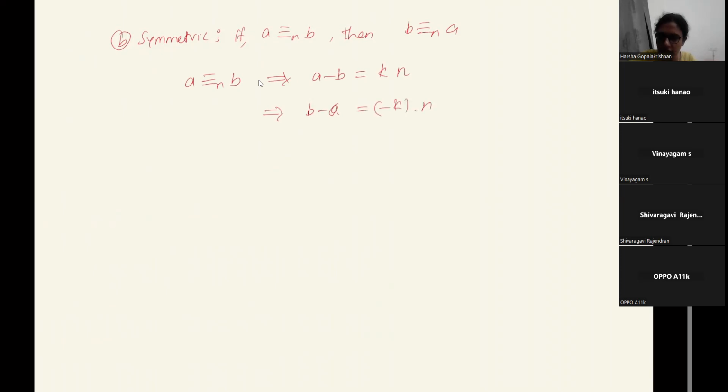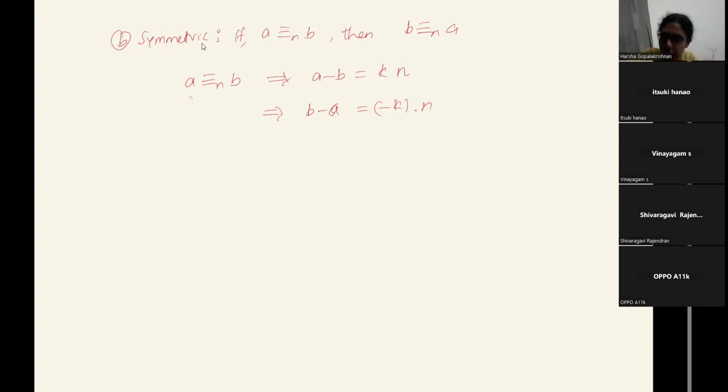I didn't understand this. Sorry, can you repeat? Okay, you didn't understand. We need to check the symmetric condition. Did you understand the relation? What is the definition of the relation? Okay, so you want to prove symmetric, right? Symmetric means if A is related to B, then B should be related to A.